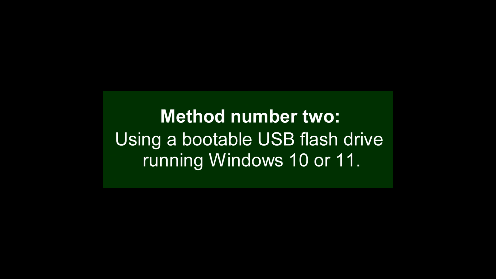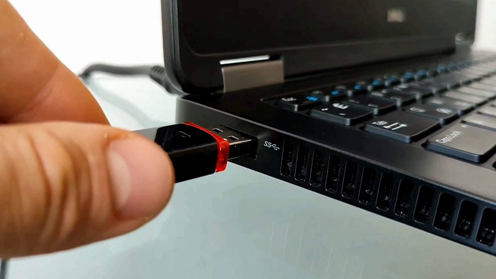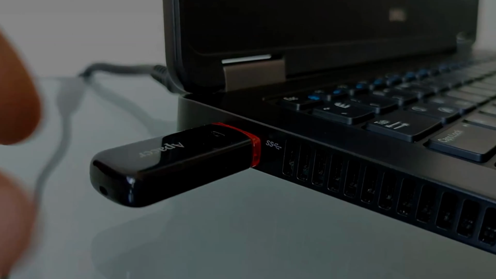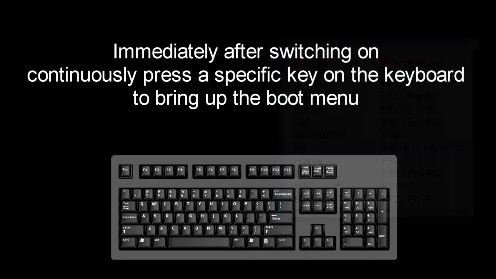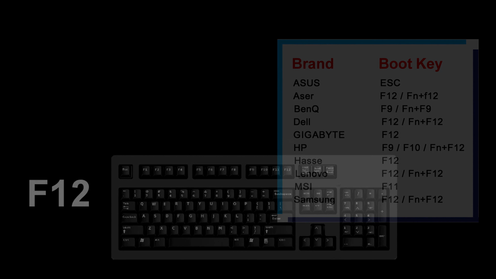Method number 2, using a bootable USB flash drive running Windows 10 or 11. Connect the Windows USB drive to the computer and reboot it. Immediately after the reboot begins, press a certain key on the keyboard to open the boot menu. I press the F12 key, for you it could be F8, F9, F11, F12, or some other key. There is no single standard and different computers may have different keys to call the boot menu.